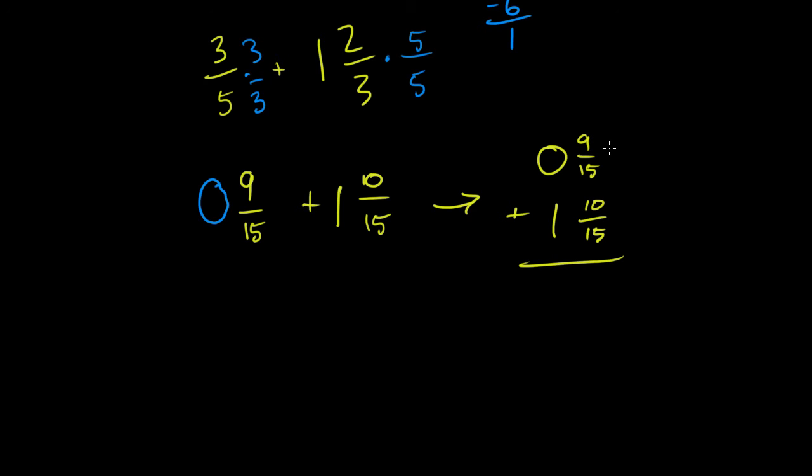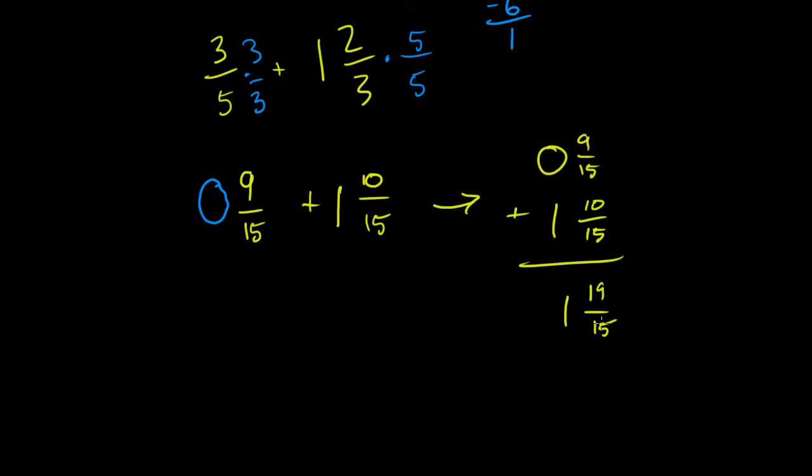So when we add, we usually start with the smallest place values and work our way to the left. So if I add 9/15 and 10/15, well, that would be 19/15. And 0 plus 1 is 1. But this is strange. I have an improper fraction next to the whole number. I need to simplify this so that I have a proper fraction here.